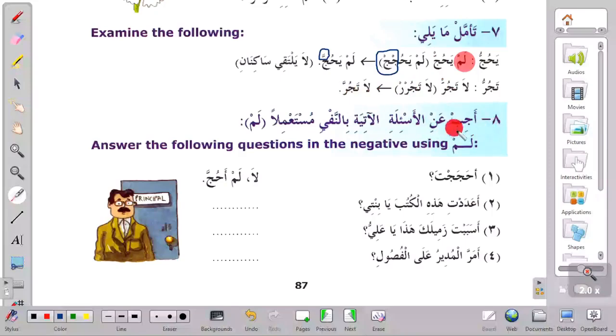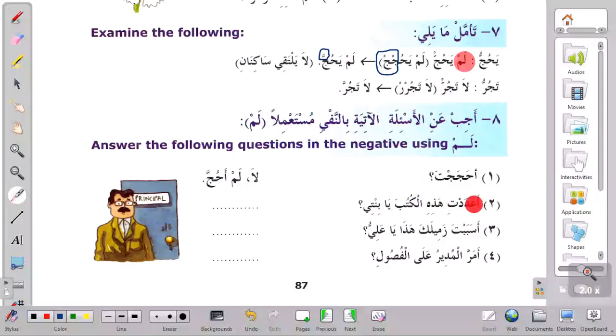Okay, and we have here: ajib an al-as'ilat al-atiya bin-nafi musta'milan lam. We should answer the following questions in the negative, using lam. So this is an example that they have given us here. Hajajta, have you done hajj? Then you say la, lam ahujja. No, I have not done hajj. So what we have learned here, they want us to apply it, using lam to answer questions in the negative form. That's what they simply ask us to do here.